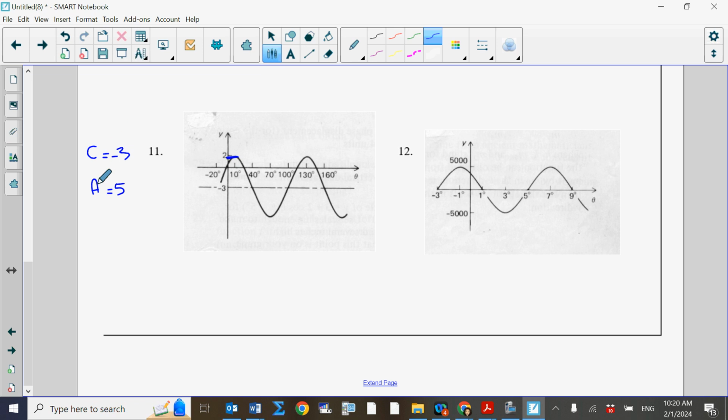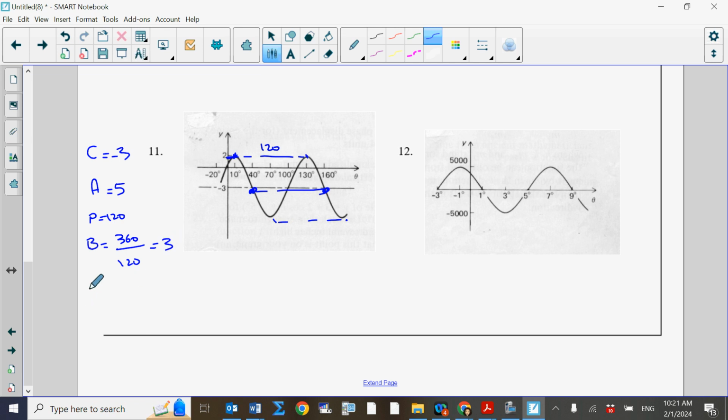Then we need to find the period of the function. You can find the distance between two high points, or two low points, or two midpoints. Whichever is easier, look at that. This one looks easy. From 10 to 130 is 120. So the period of the function is 120, and the b value is the period of the parent function, which is 360, divided by this 120, which is 3. So the b value is 3.